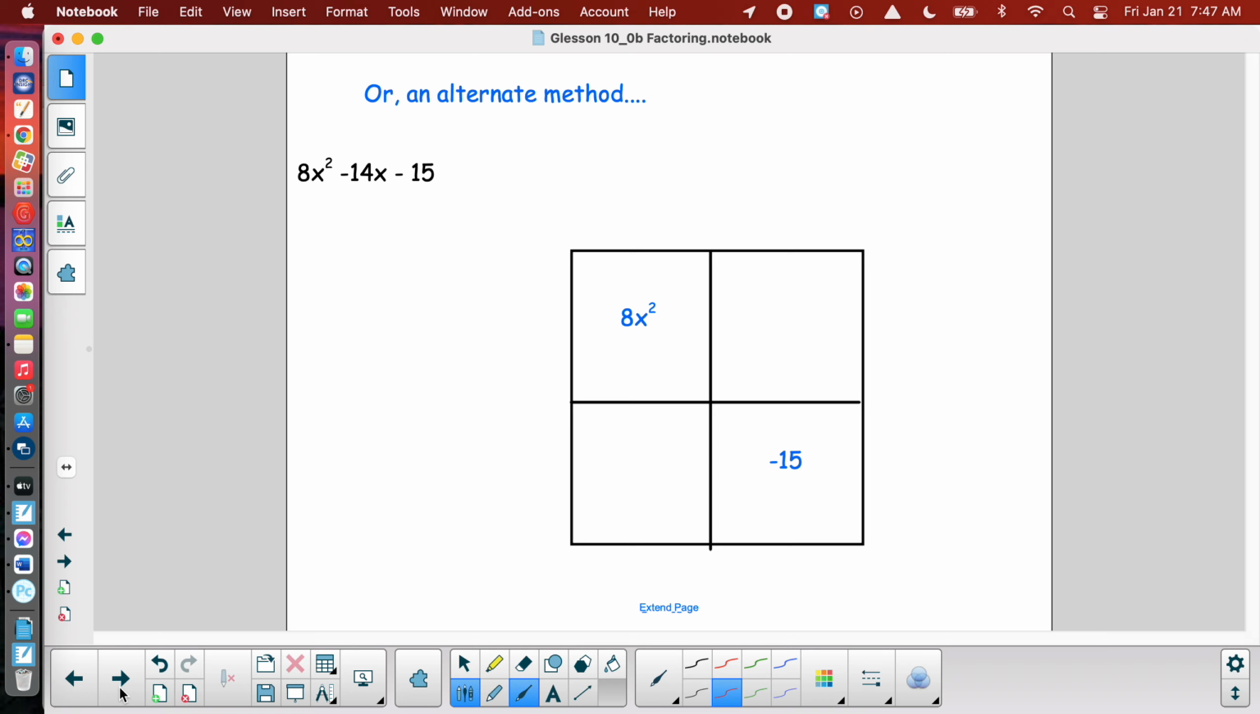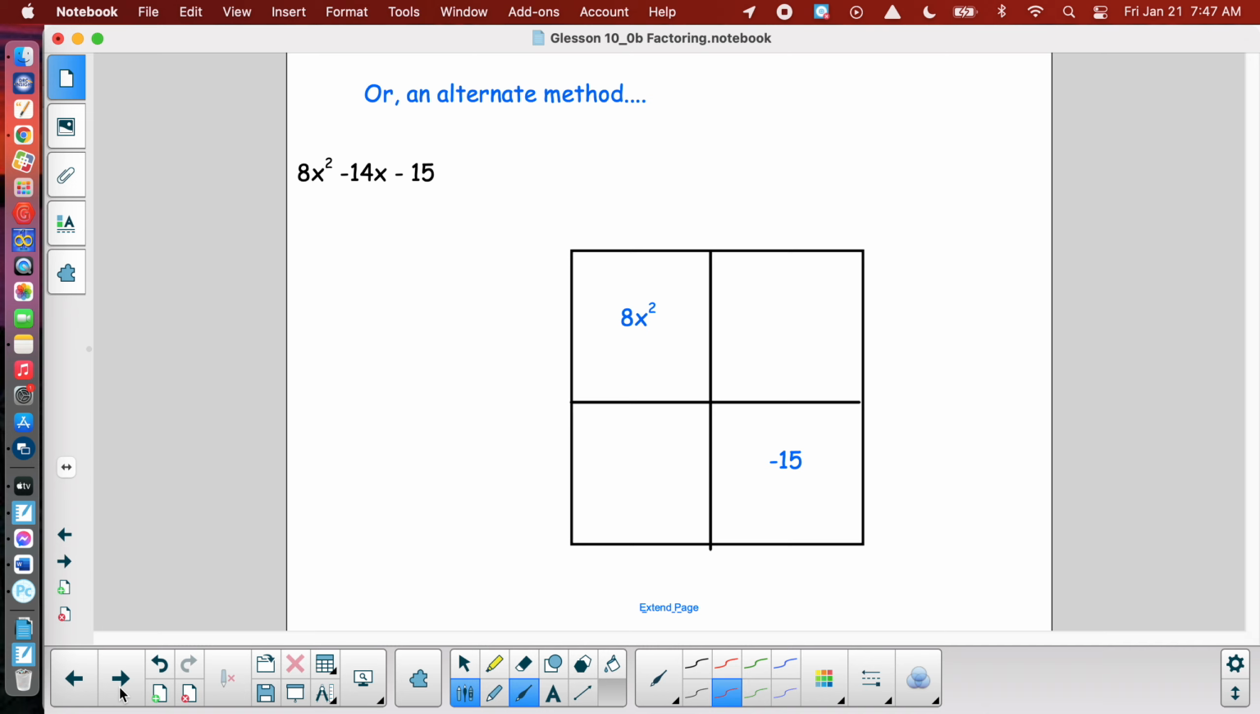The box method, what we do is we say, okay, I've got 8x squared and negative 15 is negative 14x. So I've got 8x squared here and a negative 15 over here. This is the product of my first numbers, this is the product of my last numbers. Somehow these two boxes are going to have to add up to negative 14x. And we've got to figure out how that's going to happen.